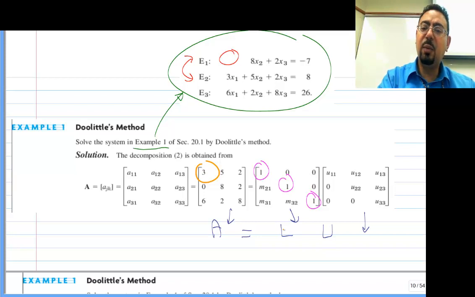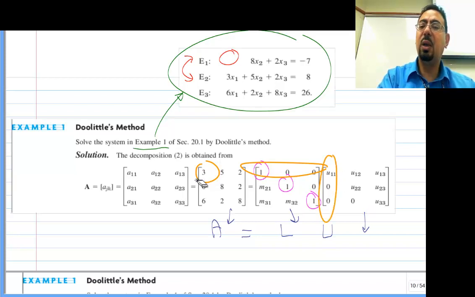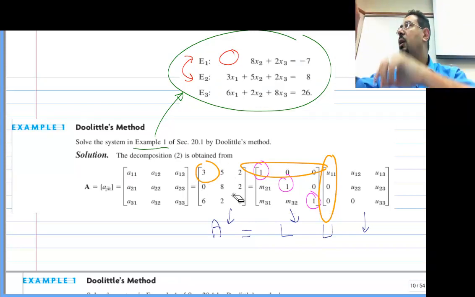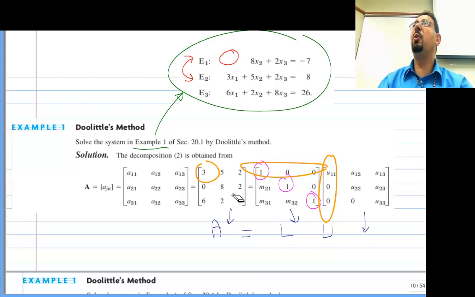Because where did this 3 come from? It's lower times upper. I have to multiply this times this to come up with that 3. So here is an equation. Each one of those will come from the multiplication of a row and a column. So it's this row and column, row and column, row and column that will give you 9 equations.